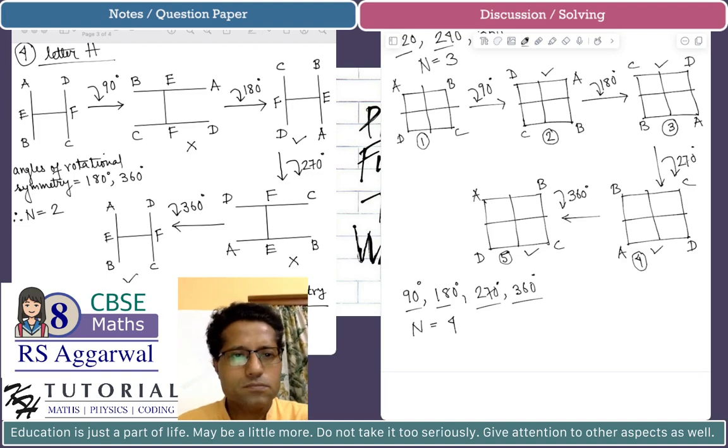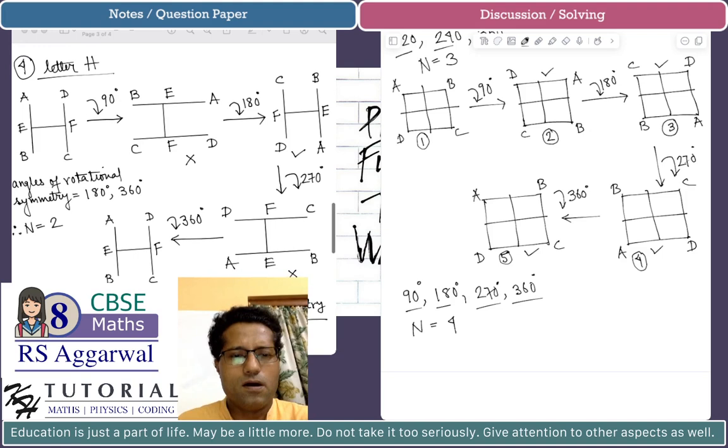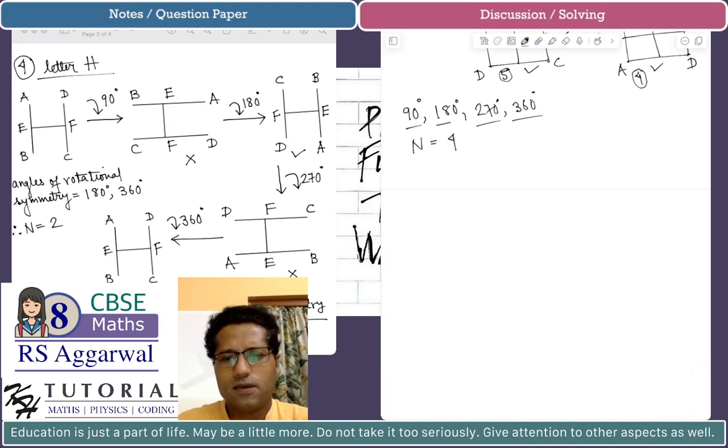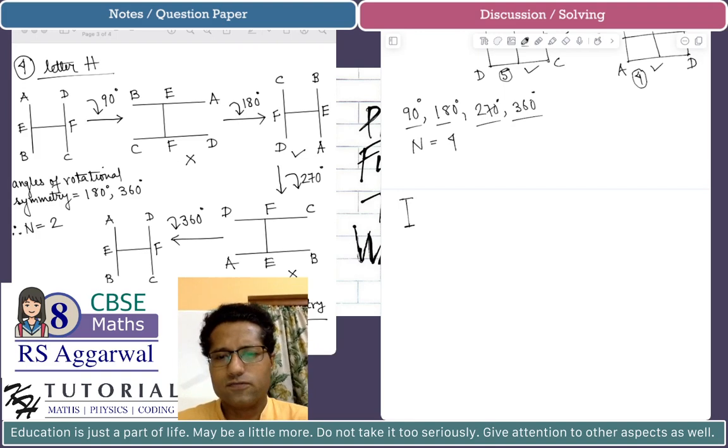Now there are some other letters which also have rotational symmetry. For example, let's say the letter I. The letter I has two lines of symmetry. This is one line of symmetry, and this is another line of symmetry.